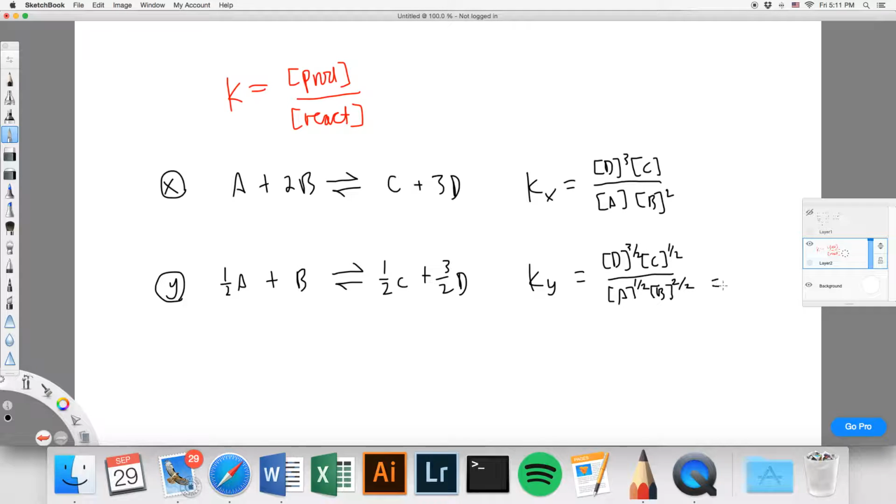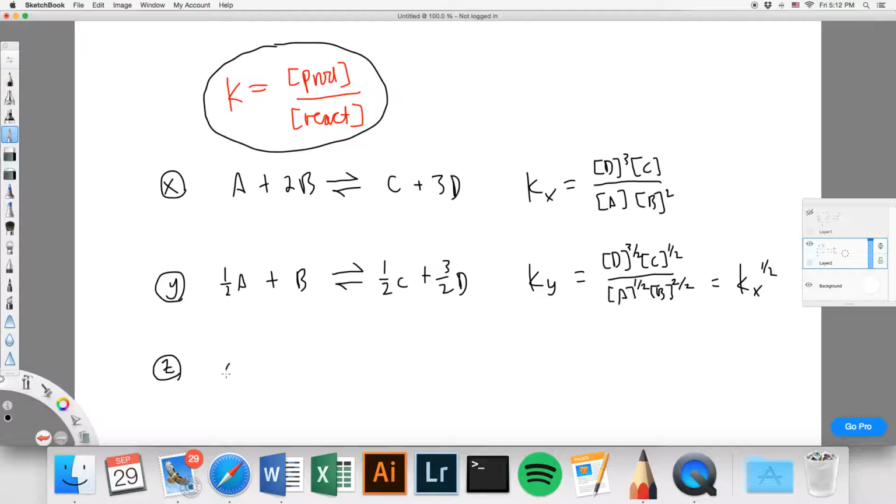Can you see this is the same thing as Kx raised to the 1/2? Right, it's the square root of that. Okay, let's do another one. Z, and you sort of need to know this. I mean, we could have known it by looking at the definition up here, that the equilibrium constant is defined as the concentration of the products over the concentration of the reactants. We could have known all these things from that. But that it is true, in my opinion, is not necessarily obvious.